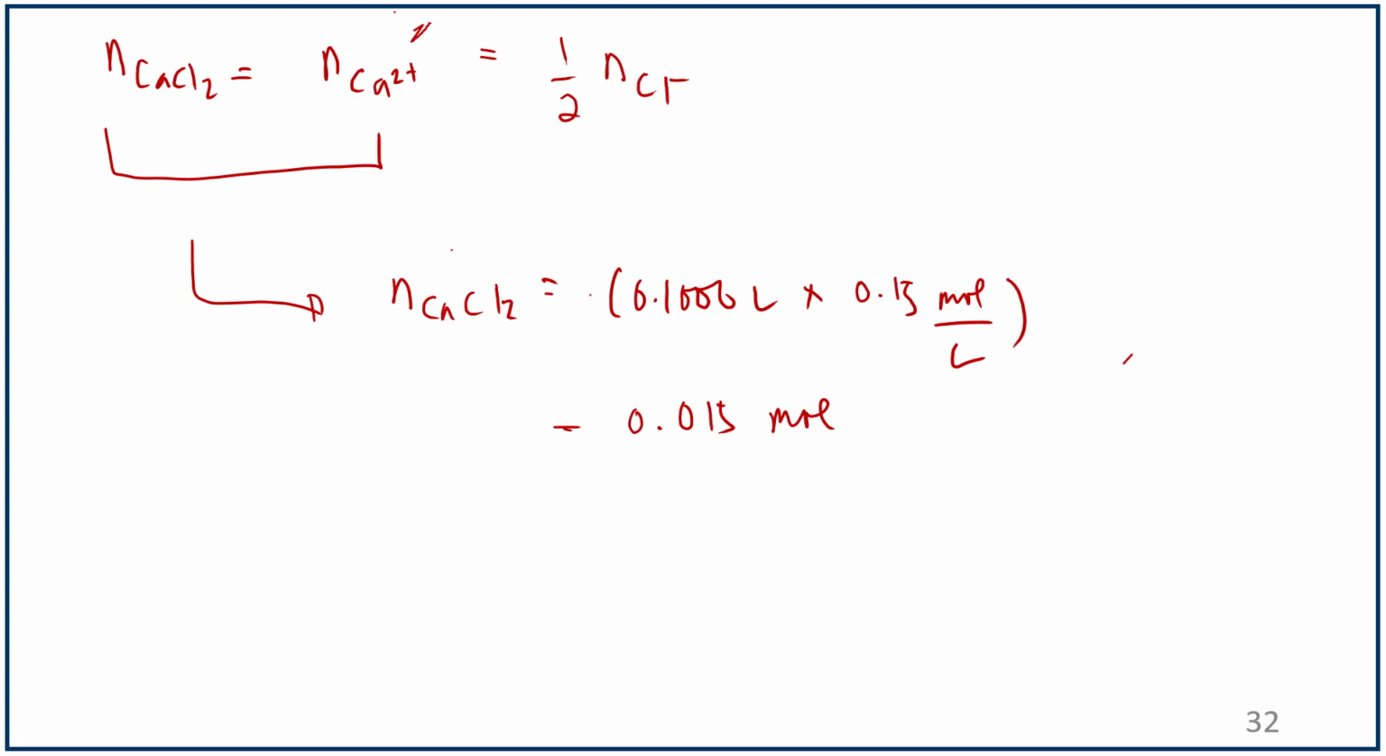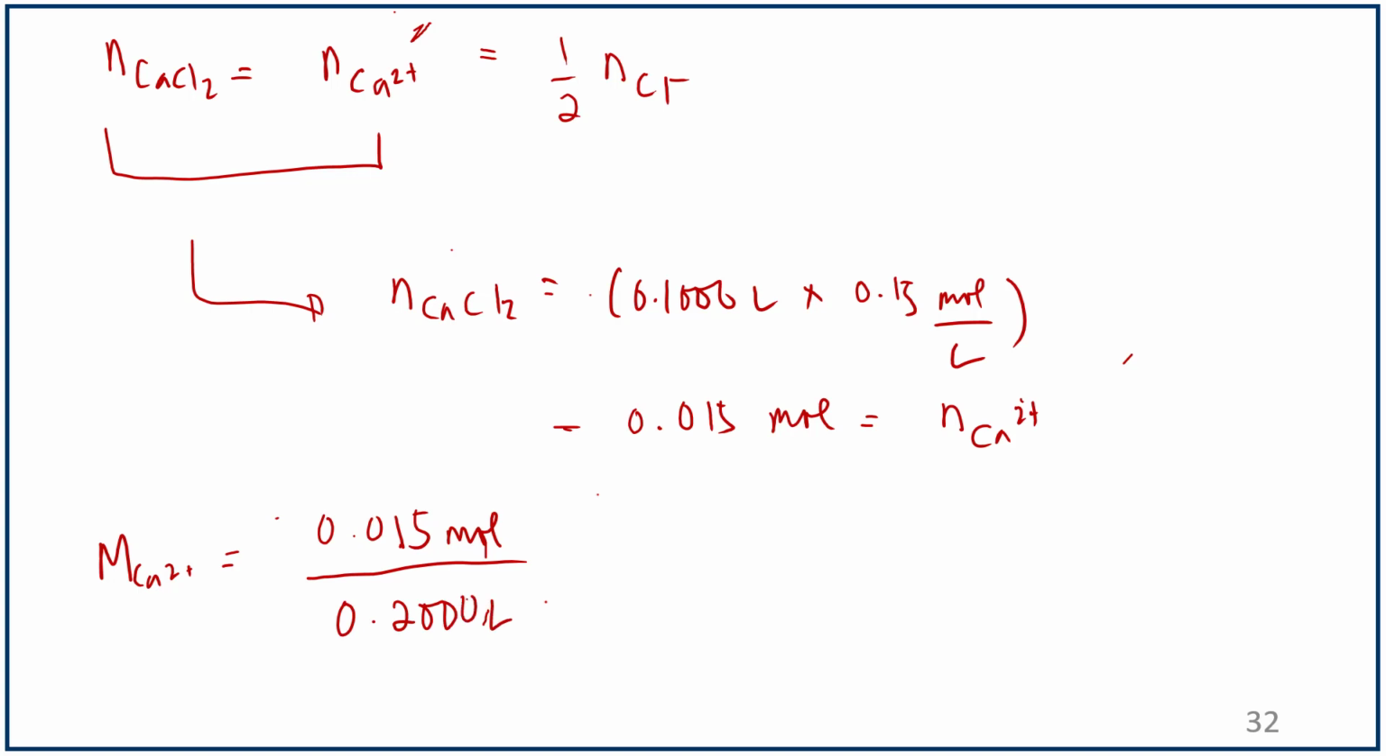0.015 moles. Now that is again equal to also the moles of calcium 2 plus. So therefore the molarity of calcium 2 plus, which has not participated in any reaction, should just be 0.015 moles. Sorry for the stray marks. And then divided by 0.2000 liters, the new volume of the solution, and this one will just give you 0.075 molar. That's basically the concentration of calcium 2 plus.